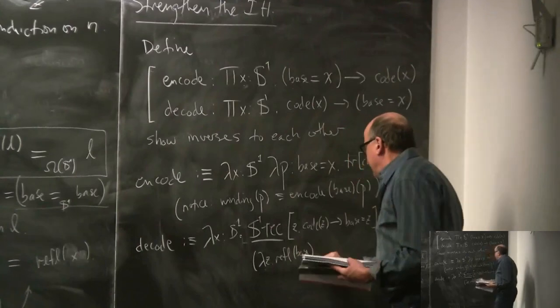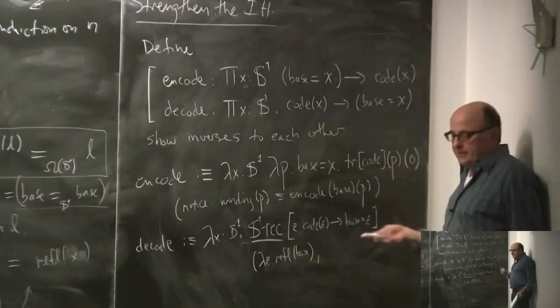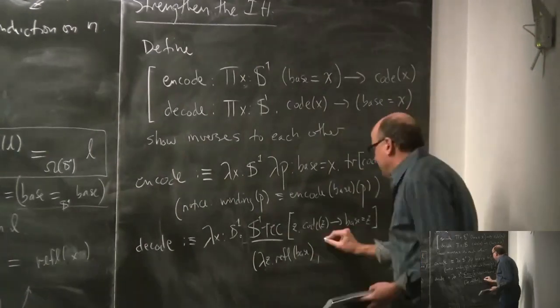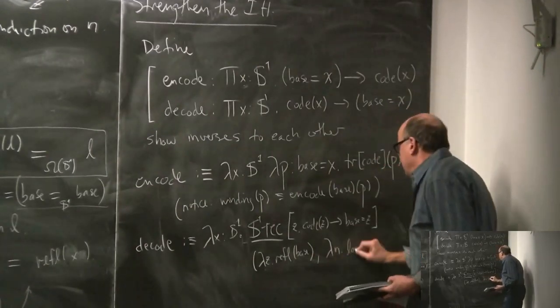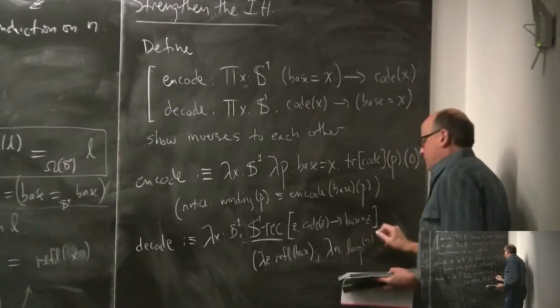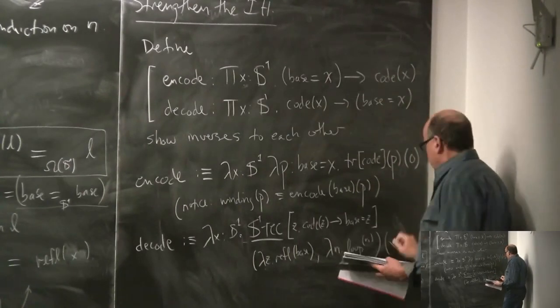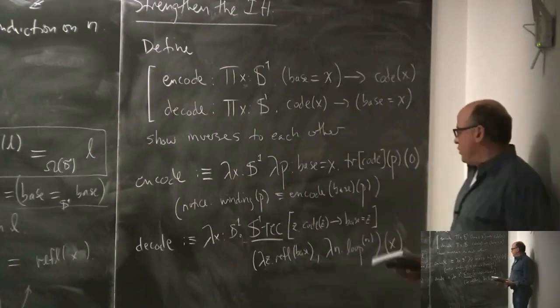And if you work out what that has to be, because of the dependent forms, you'll see how the dependent typing works out. And here we'll write lambda n loop to the n. And then we'll apply that to x.